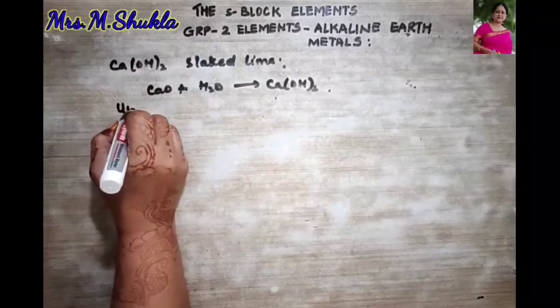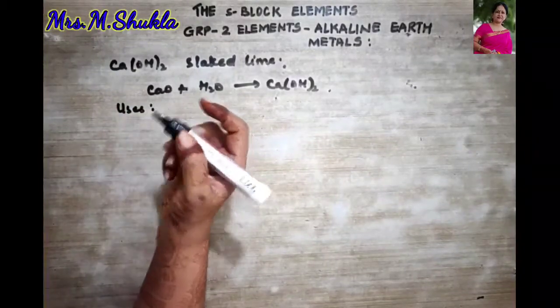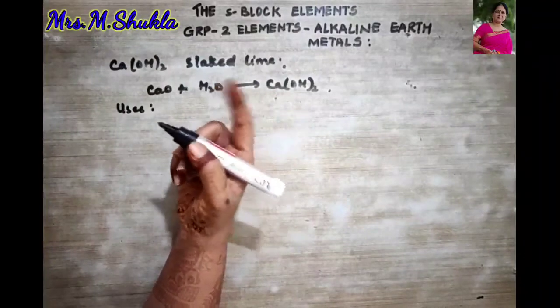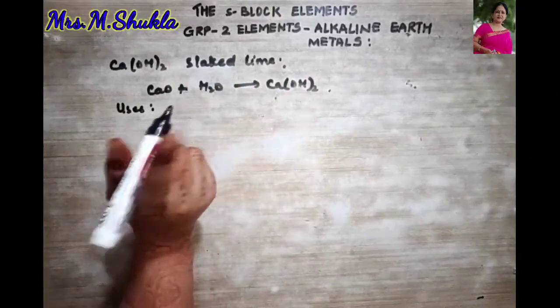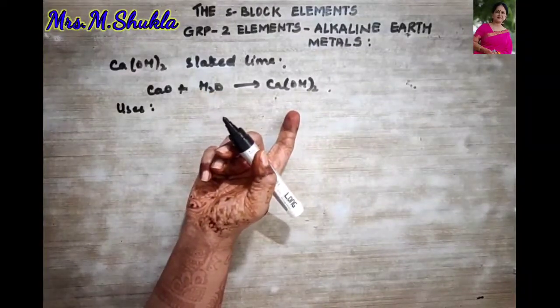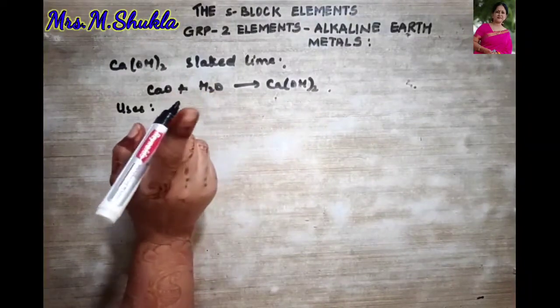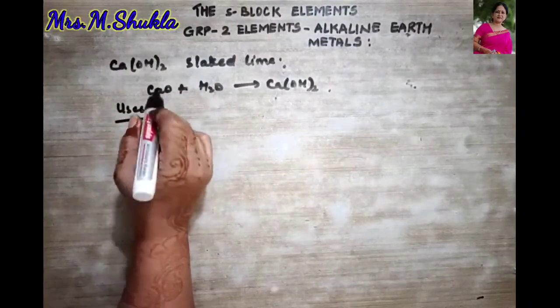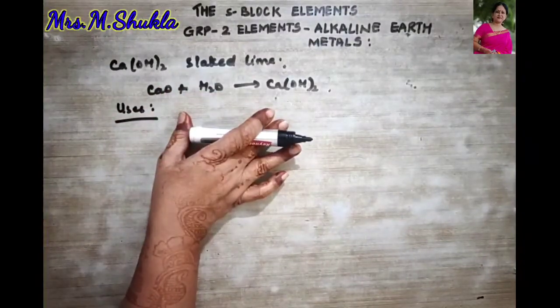What are the uses of this slaked lime? It is used in the identification of certain carbonates, turning lime water milky, in whitewashing, in the manufacture of bleaching powder, and even for softening of hard water. Clear? All these uses are clear for slaked lime.